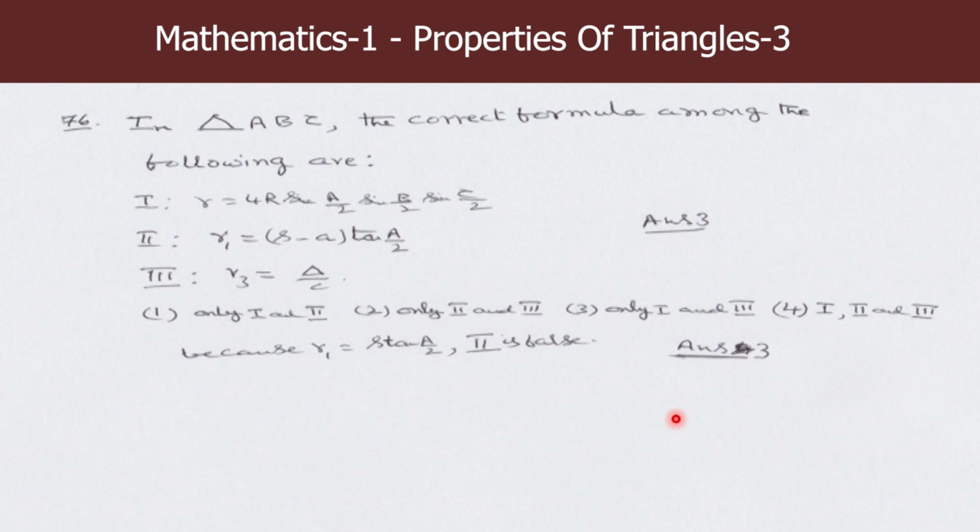In triangle ABC, the correct formulas among the following are: 1) small r is equal to 4R sin A by 2 sin B by 2 sin C by 2, 2) r1 is equal to (s minus a) tan A by 2, 3) r3 is equal to delta by a. The options are only 1 and 2 are true, only 2 and 3 are true, only 1 and 3 are true, and all are true.